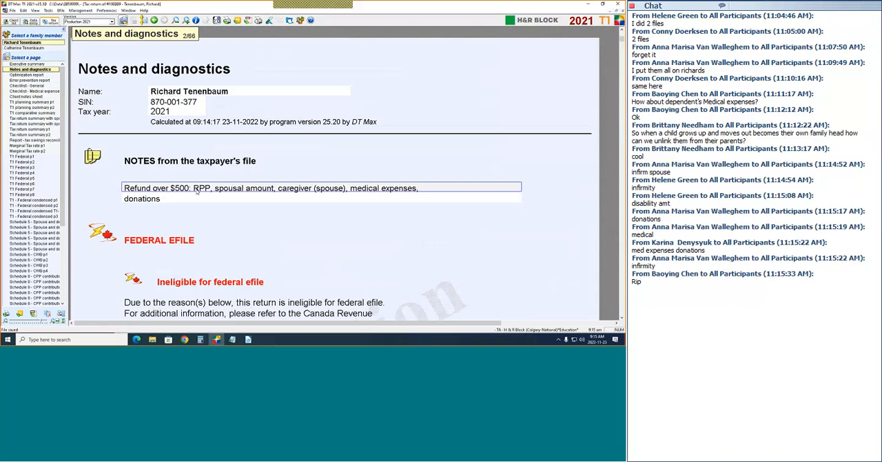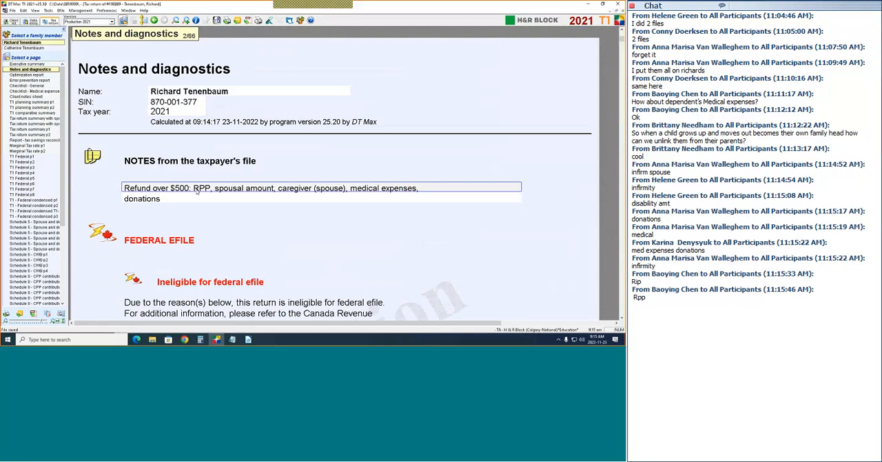So we have RPP. I like to do them in the order on the tax return so that I don't miss any. If I'm doing a refund, I start with my deductions. My deductions are my registered pension plan. Then I go to credits. Credits, we have a spousal amount plus a caregiver amount.